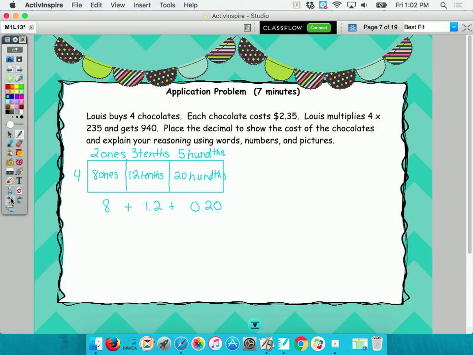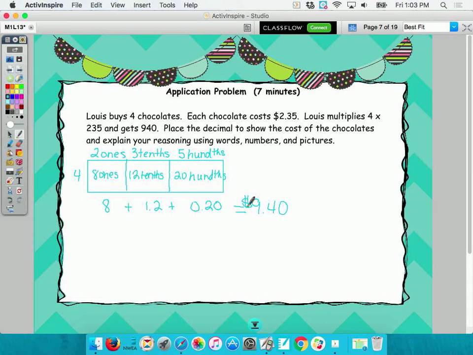Okay? So 8 ones plus 1 one, 9. And 2 tenths plus 2 tenths, 4. And 0 plus nothing. So where should Lewis place the decimal? In between the 9 and the 4.